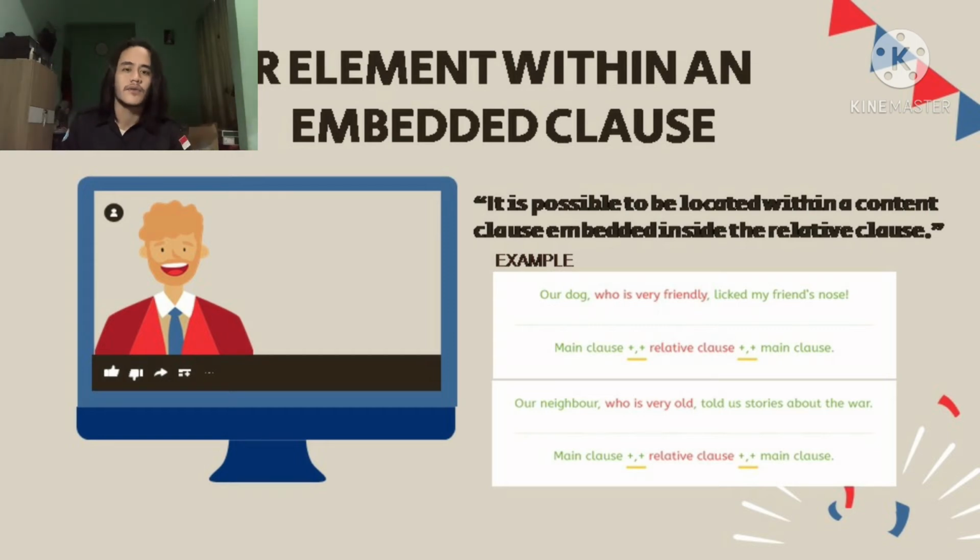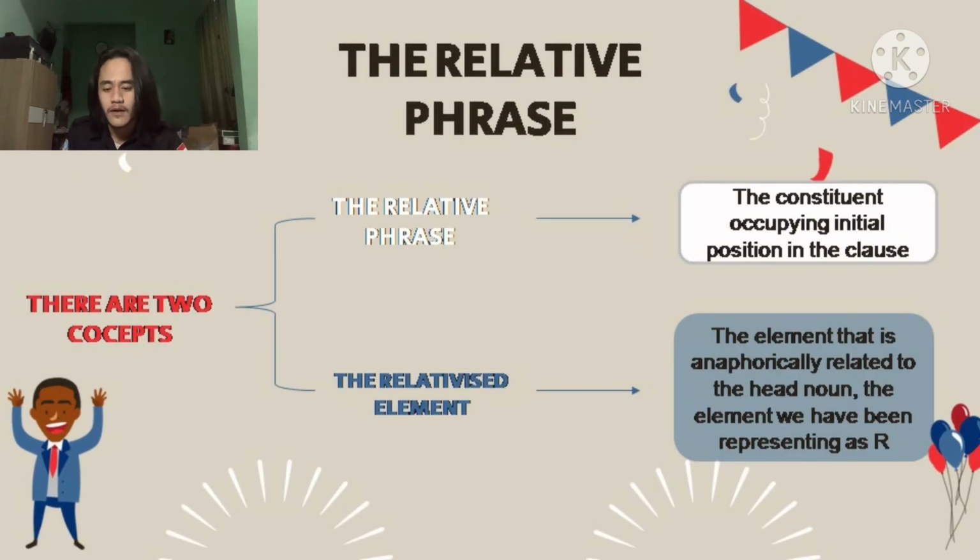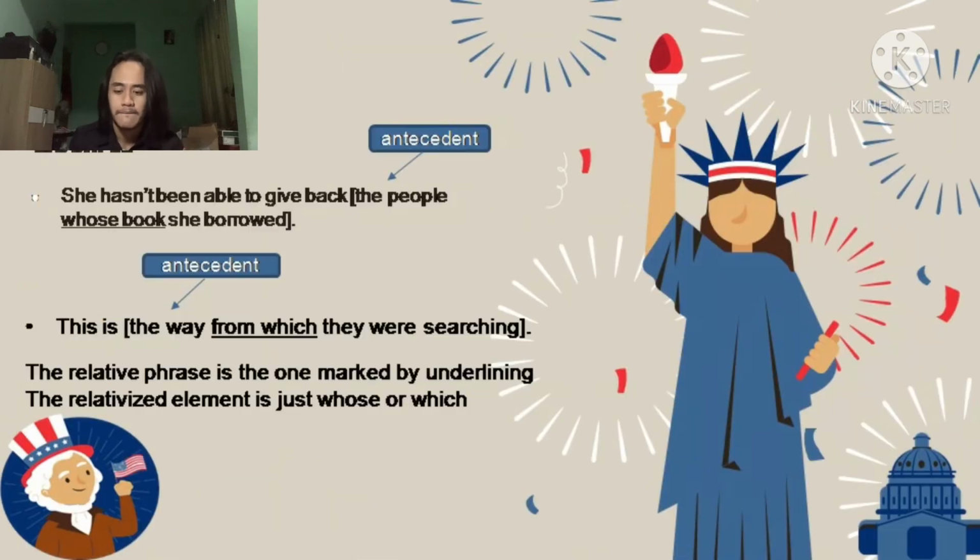Like that. So we are stepping to the second topic, the relative phrase. There are two concepts. First, the relative phrase, and the second, the relative element. The relative phrase is the constituent occupying the initial portion in the clause, and the relative element is the element that is anaphorically related to the head noun, the element we have been representing as R.